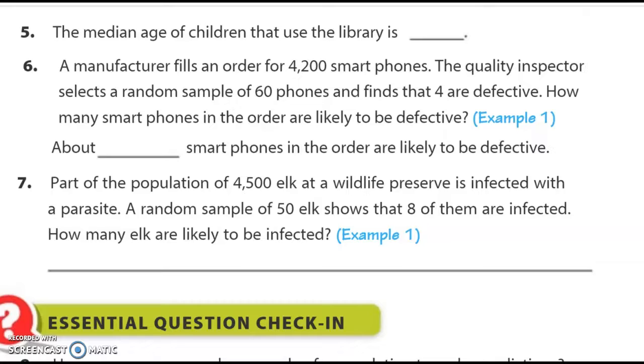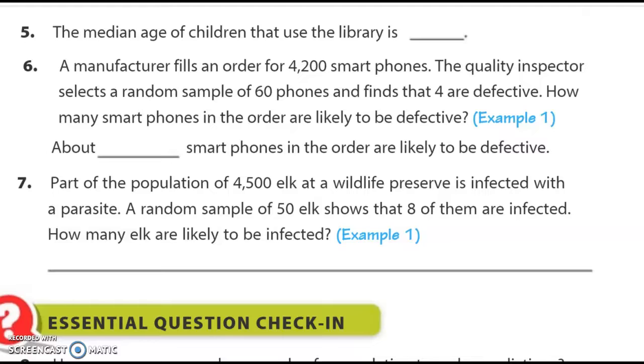Okay. If we look at this particular problem, it says that a manufacturer fills an order for 4,200 smartphones. The quality inspector selects a random sample of 60 phones and finds that 4 are defective. How many smartphones in the order are likely to be defective? So we need to figure out how the ratio given for that random sample expands to the overall population. How many could we expect to be bad? Many manufacturers will use data like this, so there is definitely a real-world application.